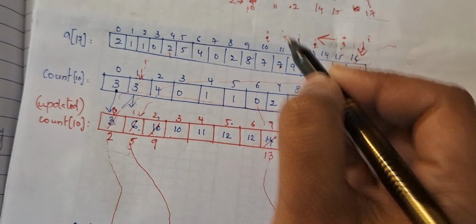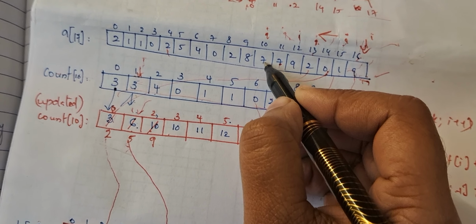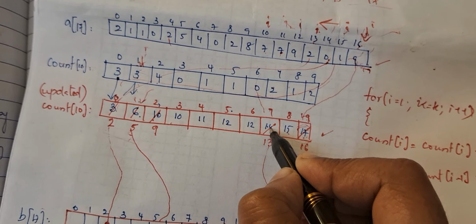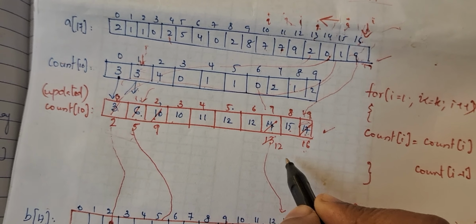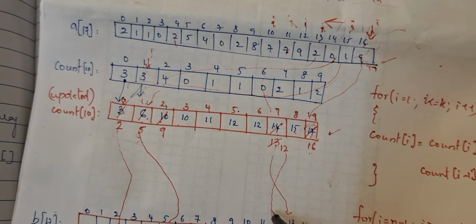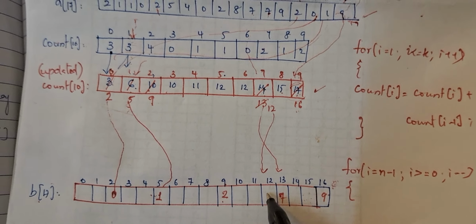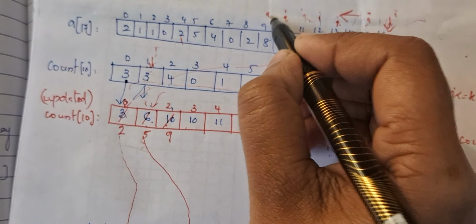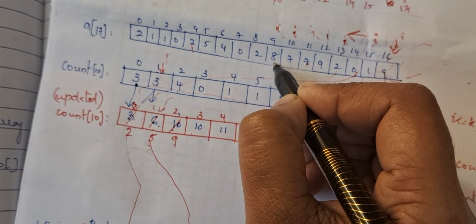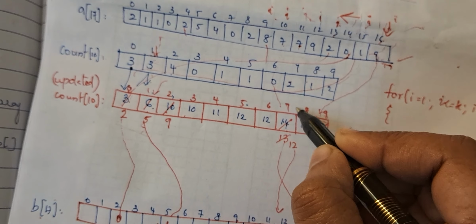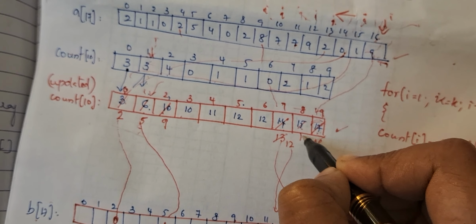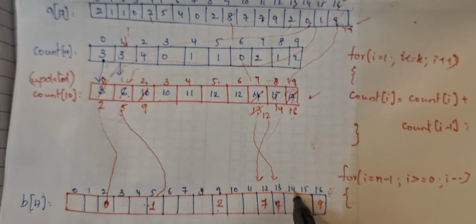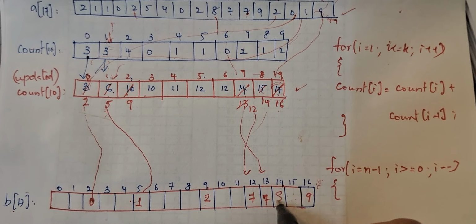Then again decrementing the I value by 1. So I is pointing to a of 10. That is 7. Go to index 7 of the count array, decrement the value by 1. Then store in the corresponding index a of I. What is the value of a of I? 7. Then again I is decrementing. I is equal to 9. A of I is equal to 8. Go to index 8 of the count array, decrement the value by 1. Go to index 14 of array B and store the value of a of I. A of I equal to 8.